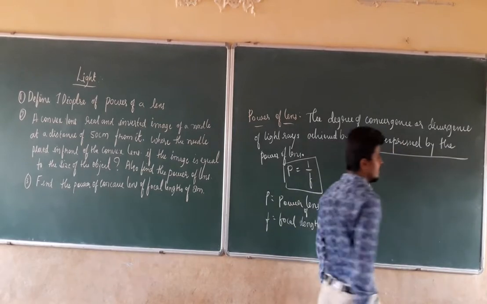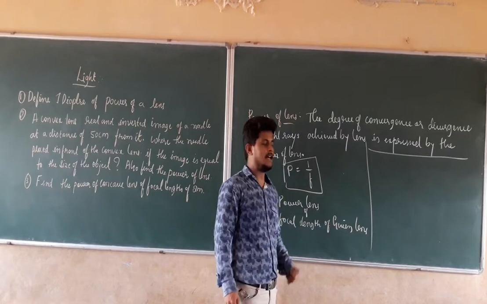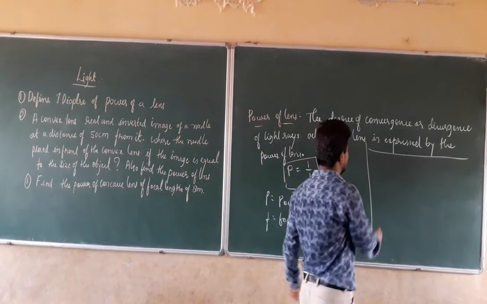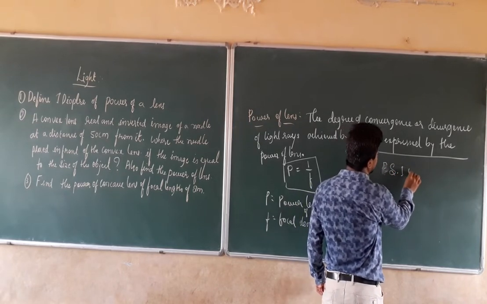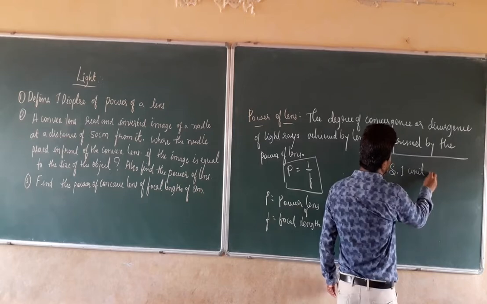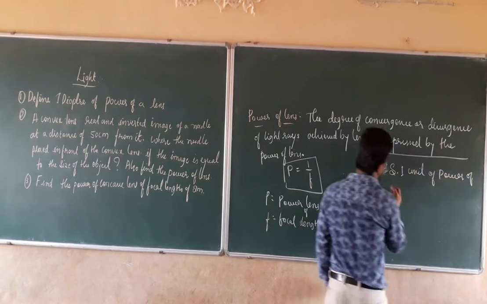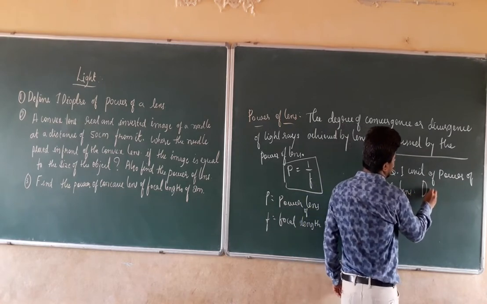I hope this is clear. Why is power of the lens needed? To express the divergence and the convergence degree of those lenses. The SI unit of the power of the lens is nothing but the diopter.